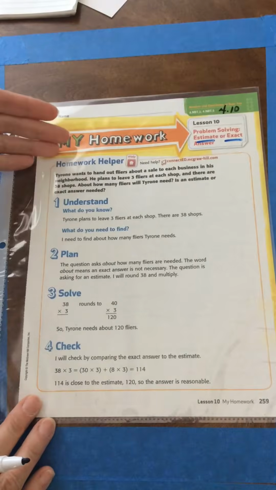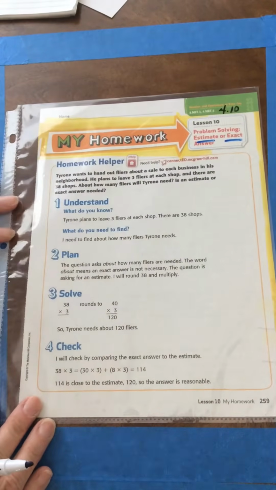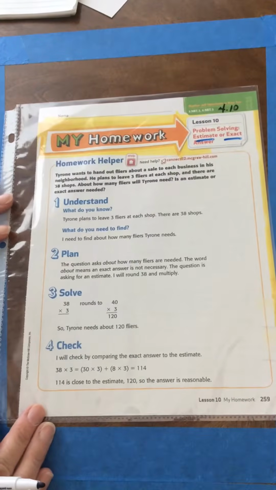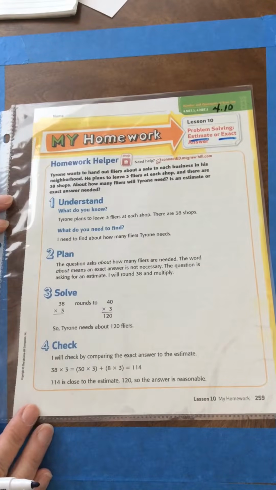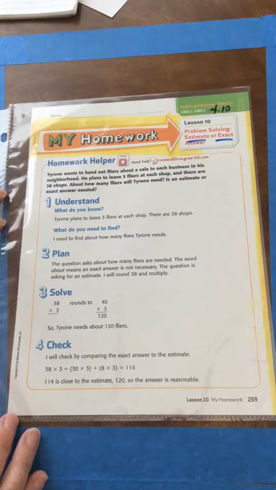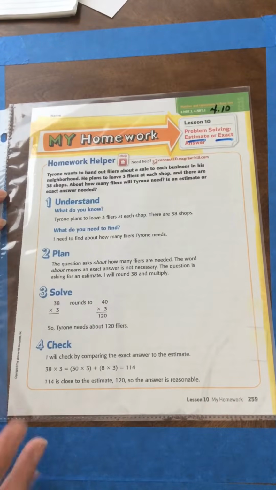Okay, so let's look at the sample that takes up the whole first page. Tyrone wants to hand out flyers about a sale to each business in his neighborhood. He plans to leave 3 flyers at each shop, and there are 38 shops. About how many flyers will Tyrone need? Is it an estimate or an exact answer?